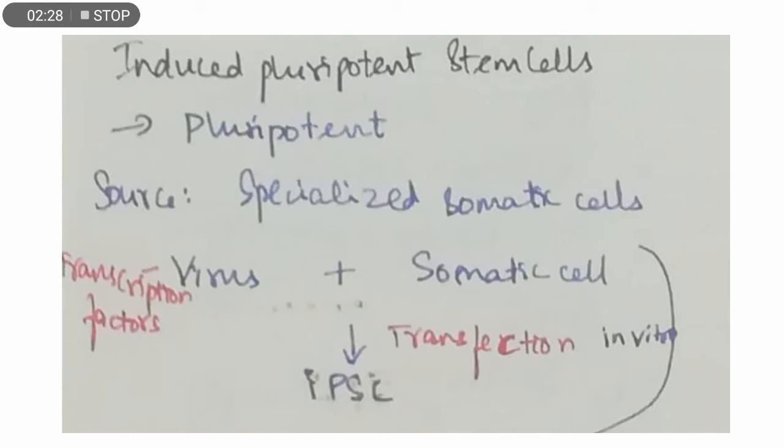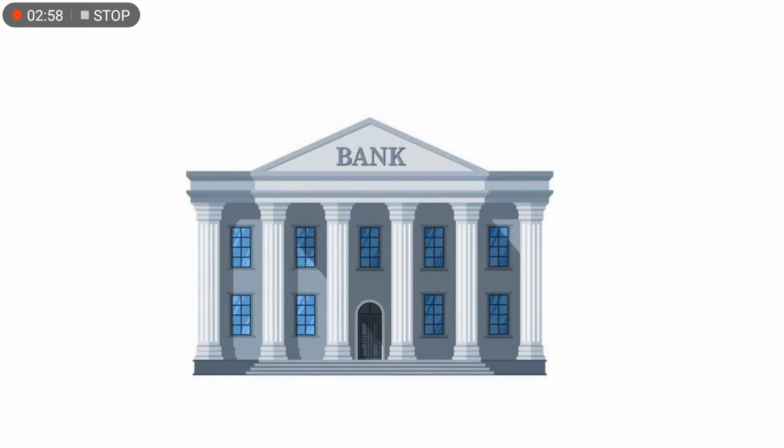Induced pluripotent stem cells are yet another one. These are pluripotent. The source is a specialized somatic cell. Okay, so what happens is that the somatic cell is treated with a virus. This virus carries transcription factors which will be transported into the somatic cell's nucleus. This process is called transfection, which occurs in vitro, meaning in the laboratory, to form the induced pluripotent stem cell. So basically, an induced pluripotent stem cell means the addition of a virus to a somatic cell.